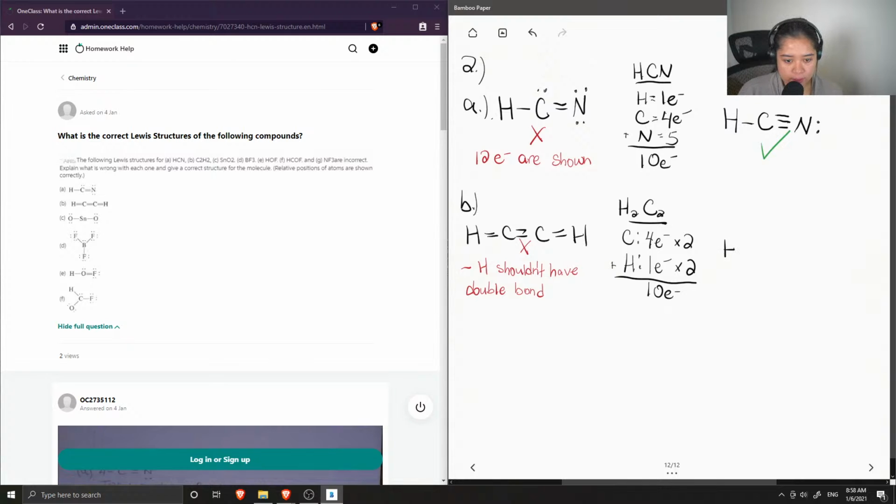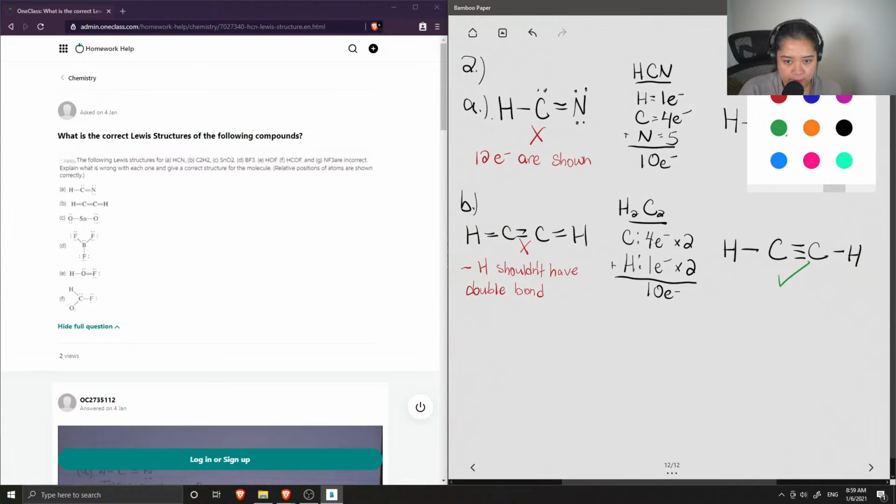So let's draw the correct structure with single bonded hydrogens. The carbon will still have a double bond, or actually it should have a triple bond now, so that it would have a full octet. And then the last carbon also has a single bonded hydrogen. So if we count out all the electrons, there are 10. So this structure is now correct.